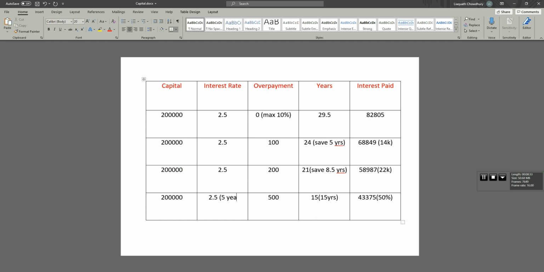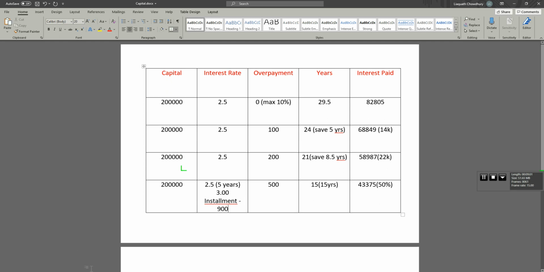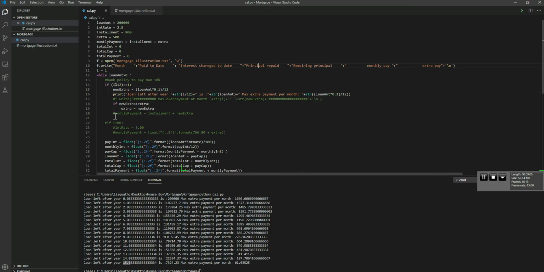After this 5-year fixed period, what's happening? They say now you have to pay 3% after 5 years. Your installment will not be the extra, but the installment will now be, let's say, 900 or 850, let's say 900. So it's not 800 anymore. We can put it into our calculator as well.